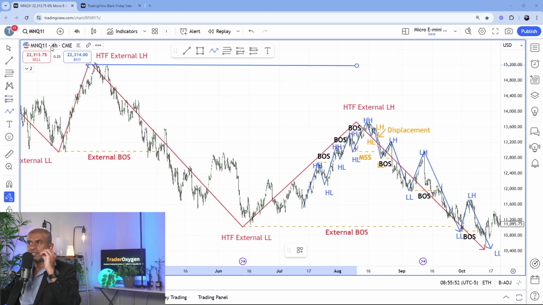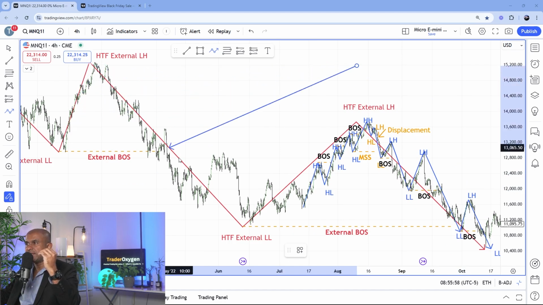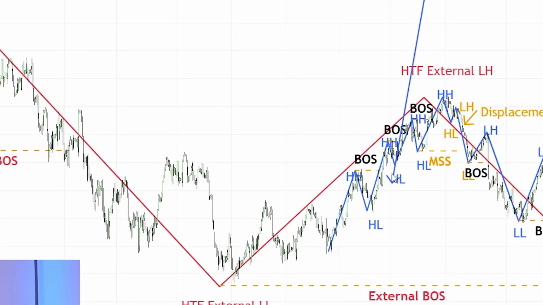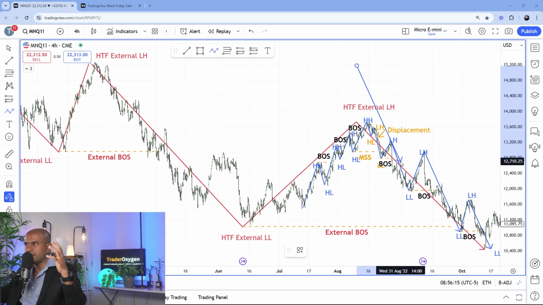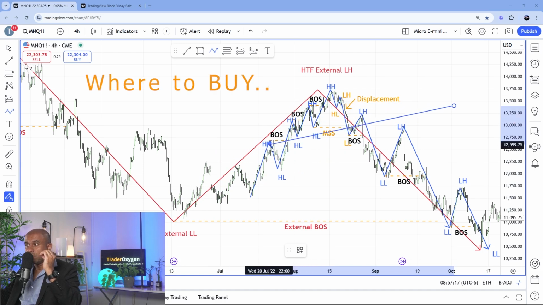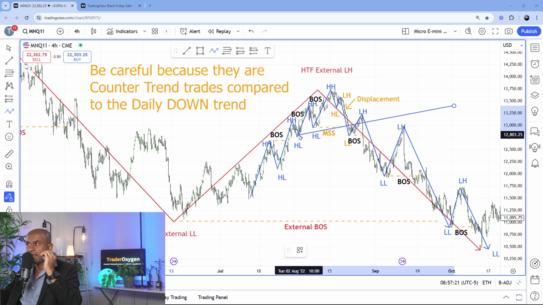Okay, so now you can see I'm in the micro mini Nasdaq index futures 4 hour chart, and you can still see the daily pullback. But now the question is where to sell or where to buy. So for that, you have to draw the internal swing points in the 4 hour. So I have done it here, but let me expand that area so you can see it more clearly. So if needed, during the daily pullback, you can start buying in the 4 hour pullback locations. You can buy here, but you do it very carefully and conservatively.